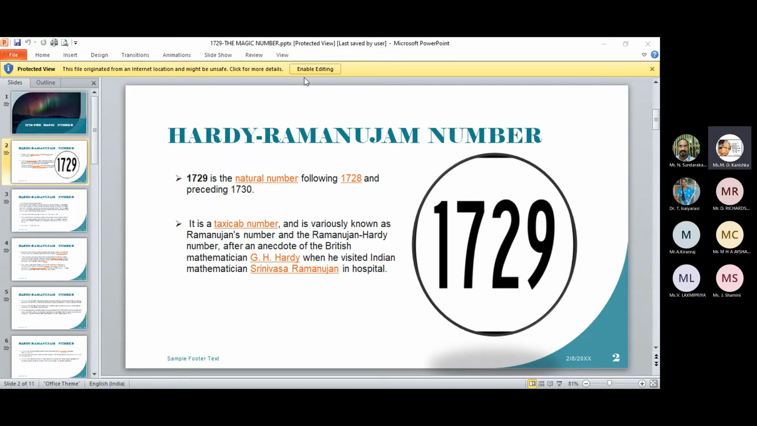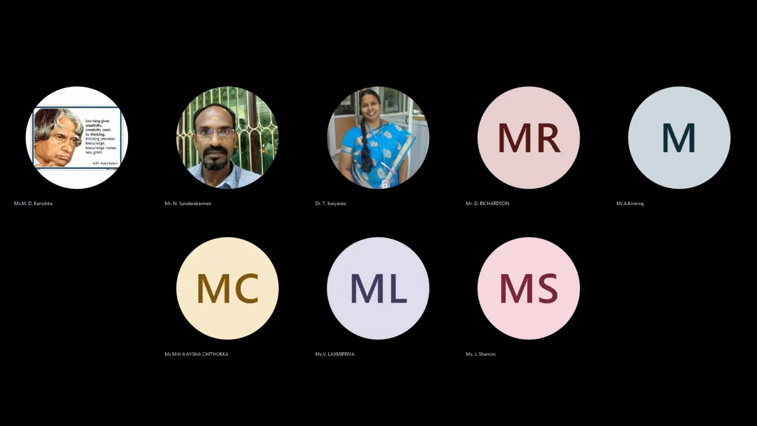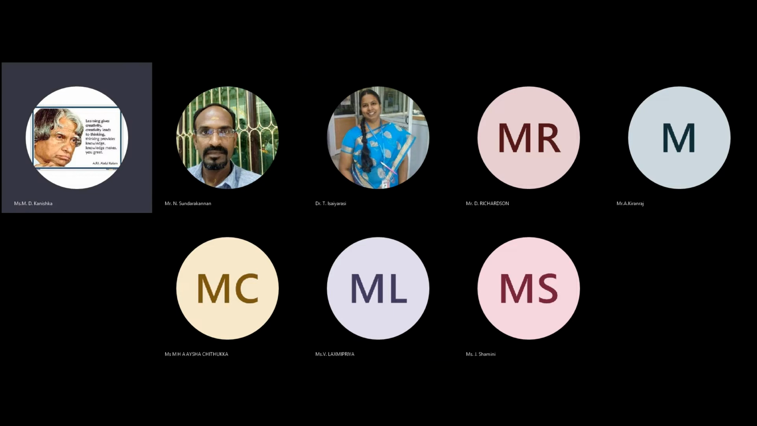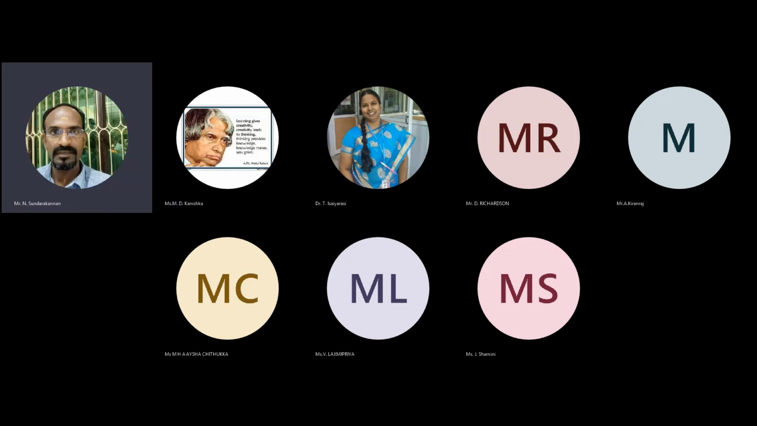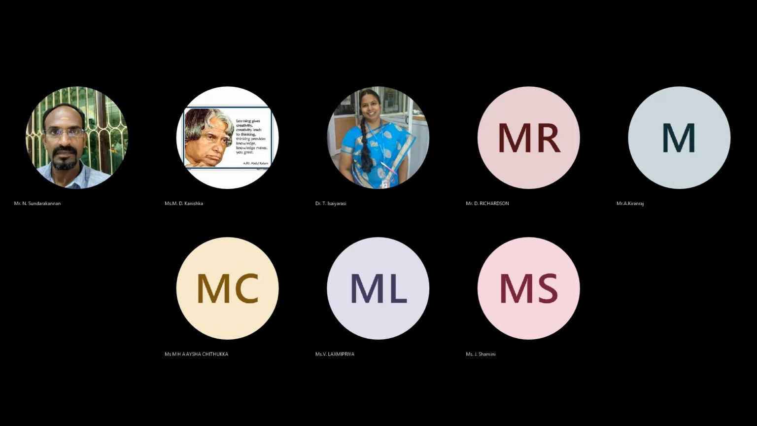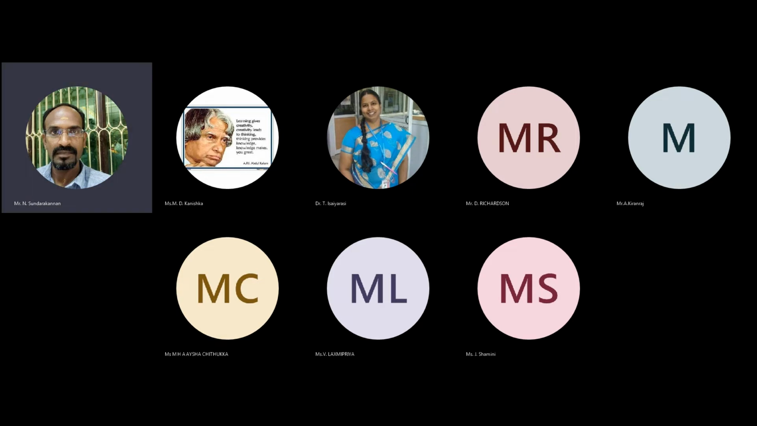Hardy Ramanujam number 1729 is the natural number following 1728 and preceding 1730. It is the taxicab number.